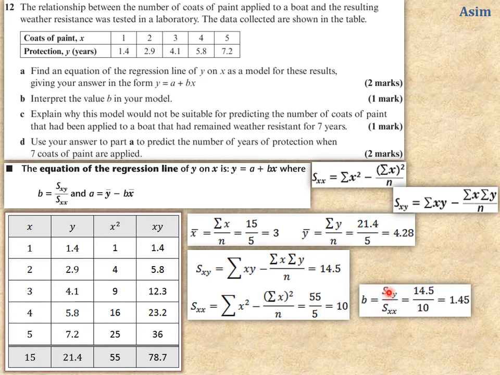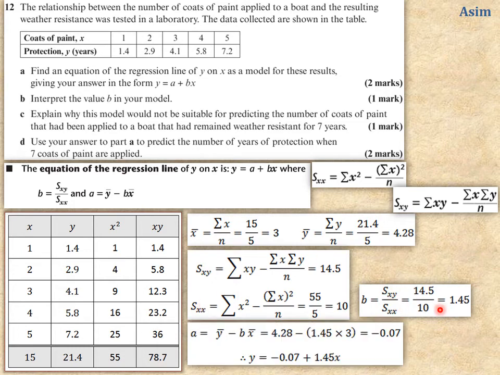So now b is just that, you just divide this by this, so we got b is 1.45. a is the mean of y minus b times the mean of x, substitute, and you get a. So now the final answer: y equals your a, just substitute a here, b here, x. This is your final answer for regression. So with this we answered the first part of this question.